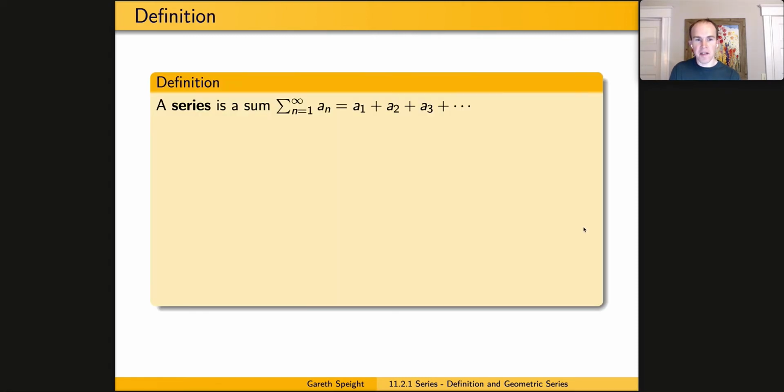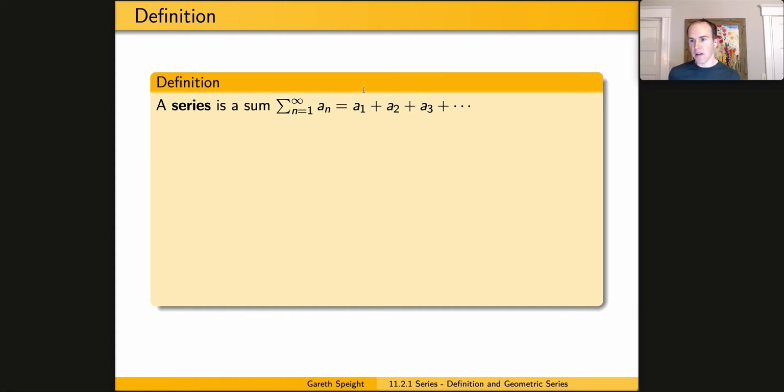Okay, so let's get started. So what do we mean by a series? A series is just an infinite sum. It's a sum of all the elements in the sequence, a1 plus a2 and a3 and so on. How are we actually going to do that? Right now it's just a formal thing. I didn't tell you how to calculate it or what it means to converge or not.